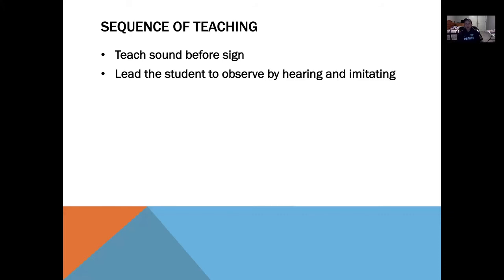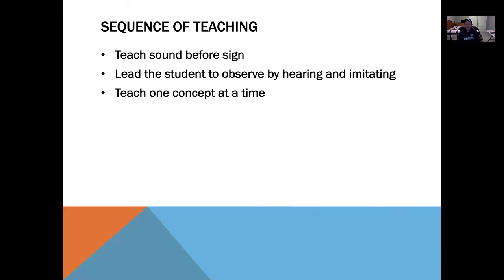Lead the student to observe by hearing and imitating. This is a lot of what I was talking about earlier in terms of modeling. You have to set the precedent. You set the model for them. They imitate, they listen, they hear, and they imitate what they hear back. Okay? And then you make those decisions on whether to move forward or whether to work on a concept just a little bit.